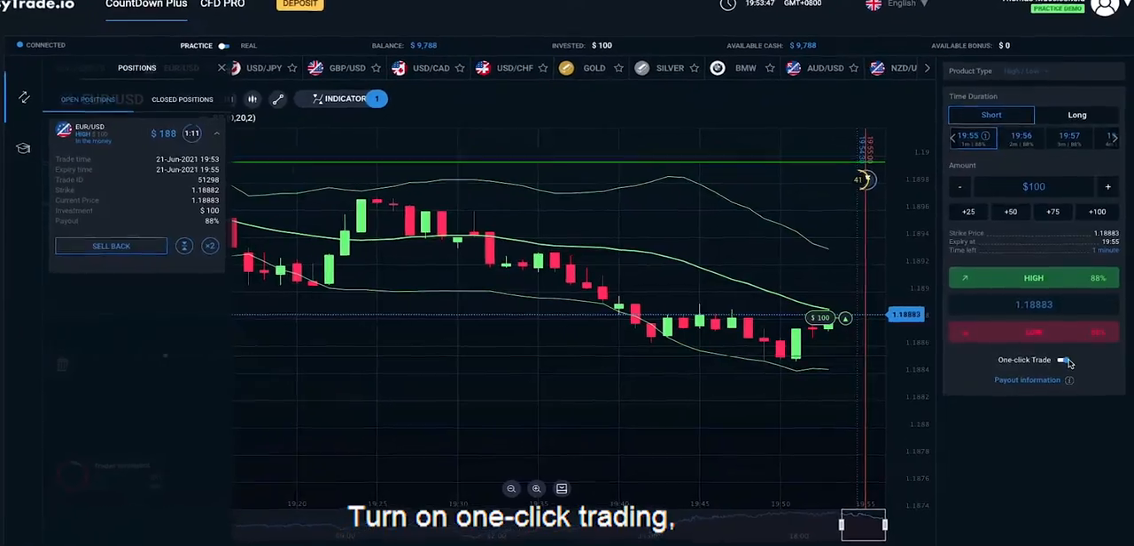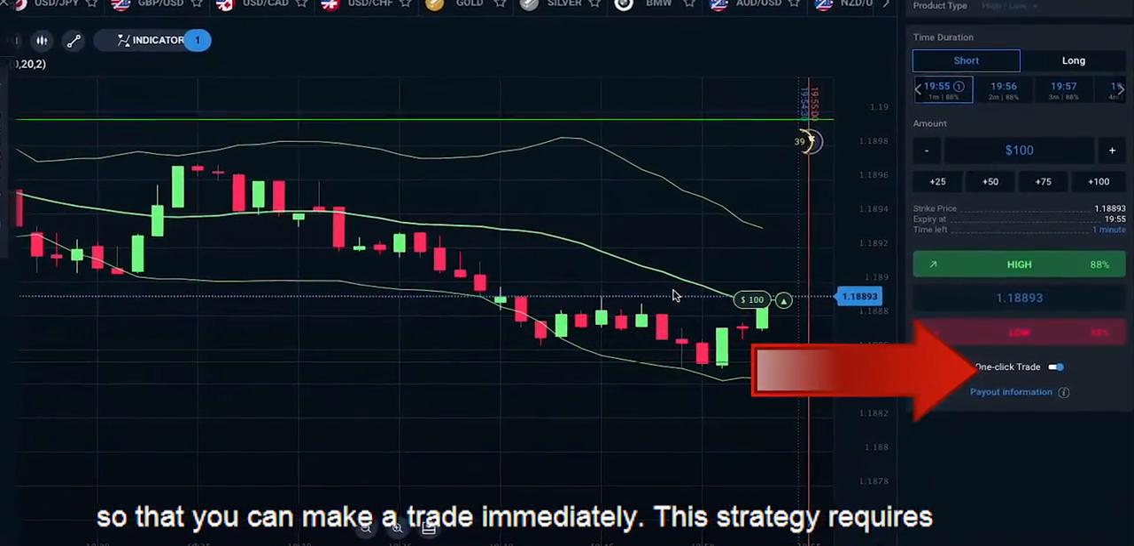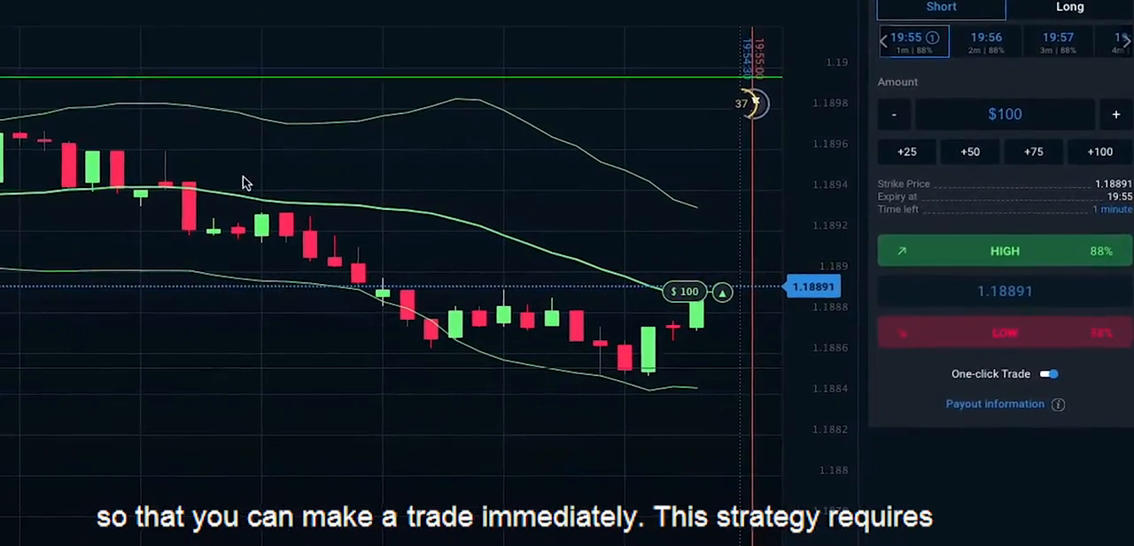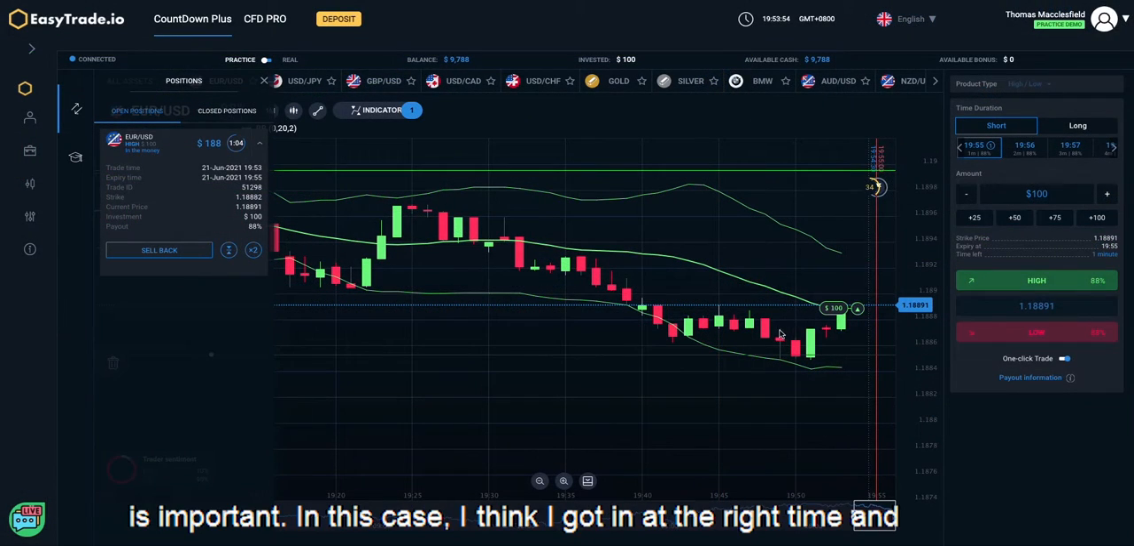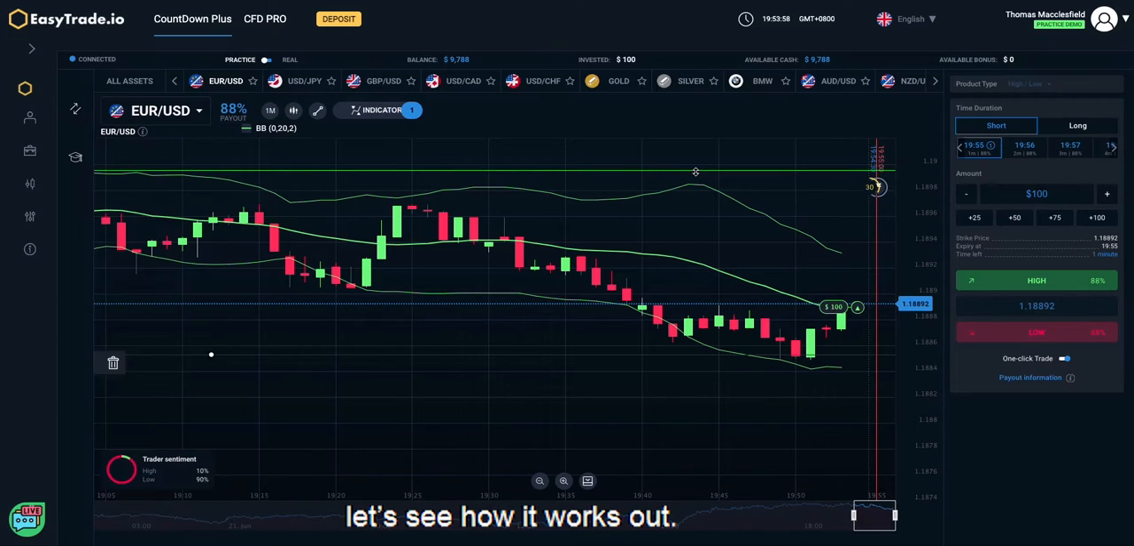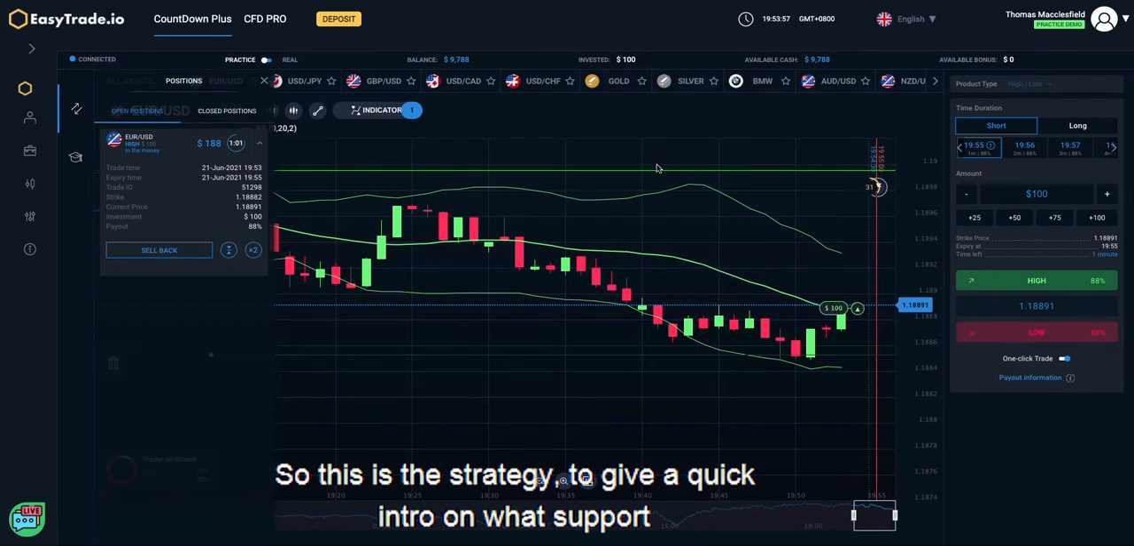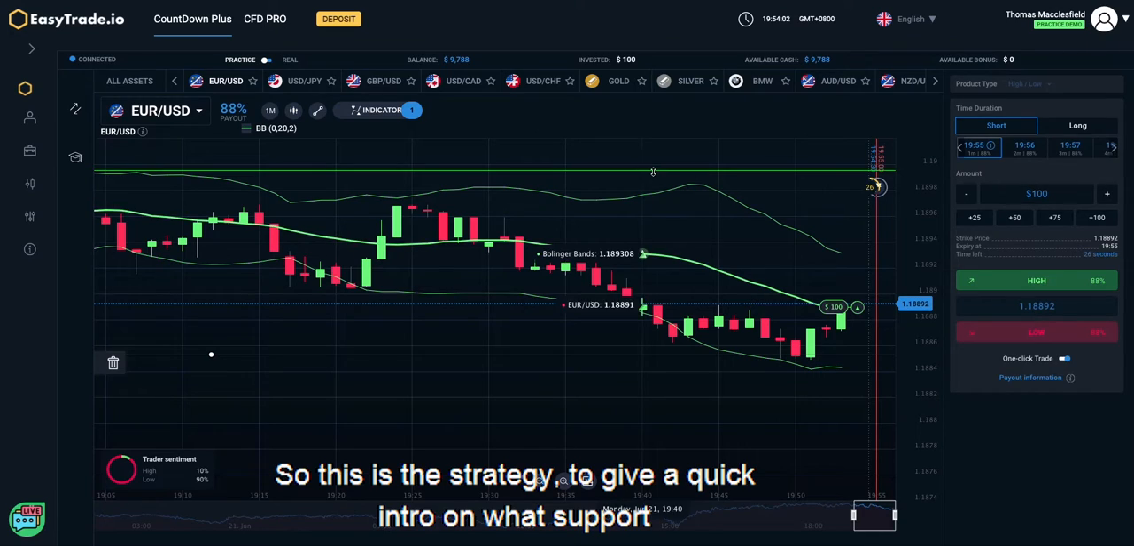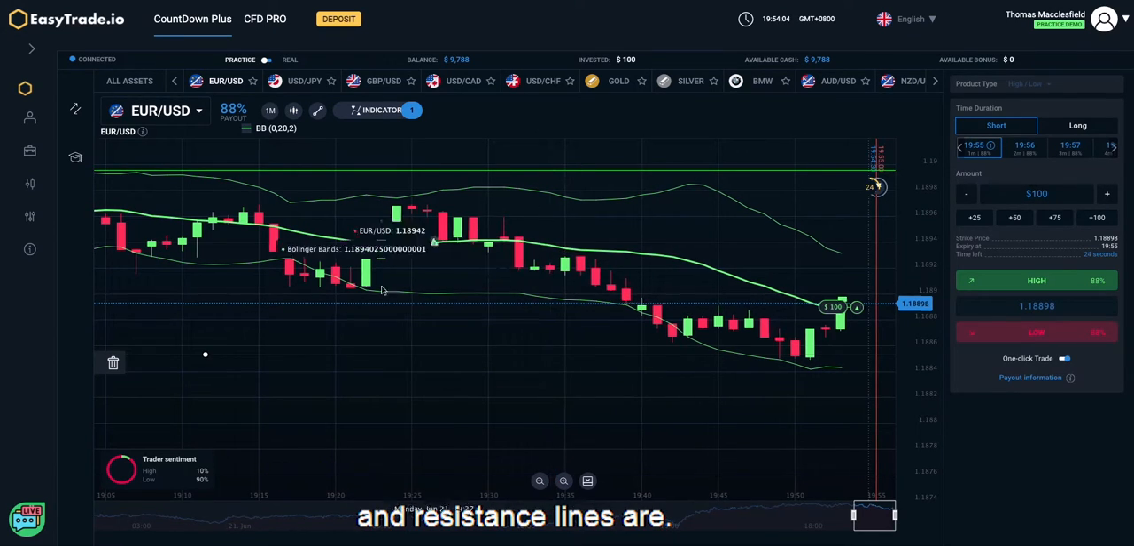Turn on one-click trading so that you can make a trade immediately. This strategy requires quick actions, and this is important. In this case, I think I got in at the right time, and let's see how it works out. So this is the strategy, to give a quick intro on what support and resistance lines are.